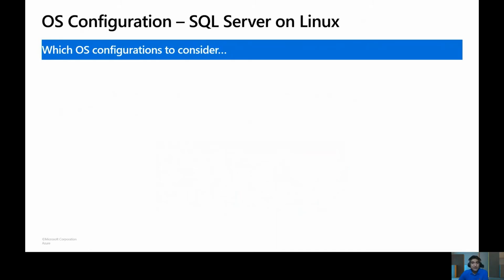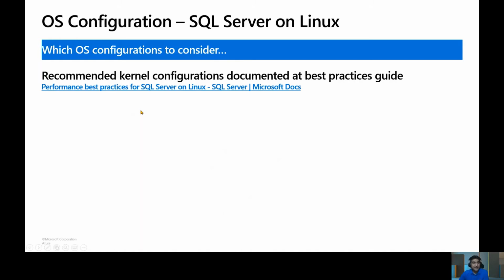All right. So we have talked about the VMs. We have talked about the storage configuration, including formatting and mounting the storage correctly. Now, are there any additional operating system configurations for us to consider? And indeed, there are. Our SQL Server performance team has been doing quite a few performance validations with SQL Server on Linux across many versions, and we have documented quite a few kernel configurations in our best practices guide. You should see the link over here.